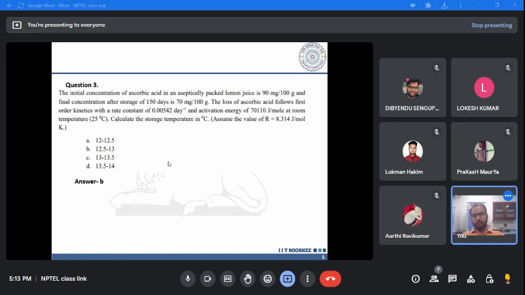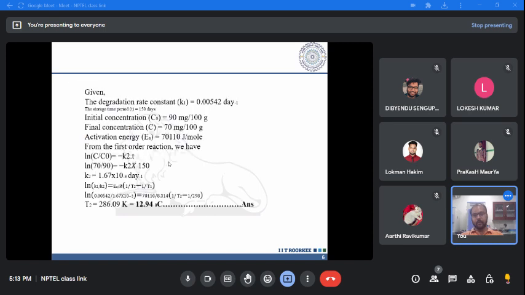Okay, so we'll see the formula. The degradation rate constant K1 we have given, it is 0.00542 per day. Initial concentration is 90 mg per 100 gram. Final concentration is 70 mg per 100 gram. Activation energy is 70110 joule per mole. From the first order reaction, we first find out K2.